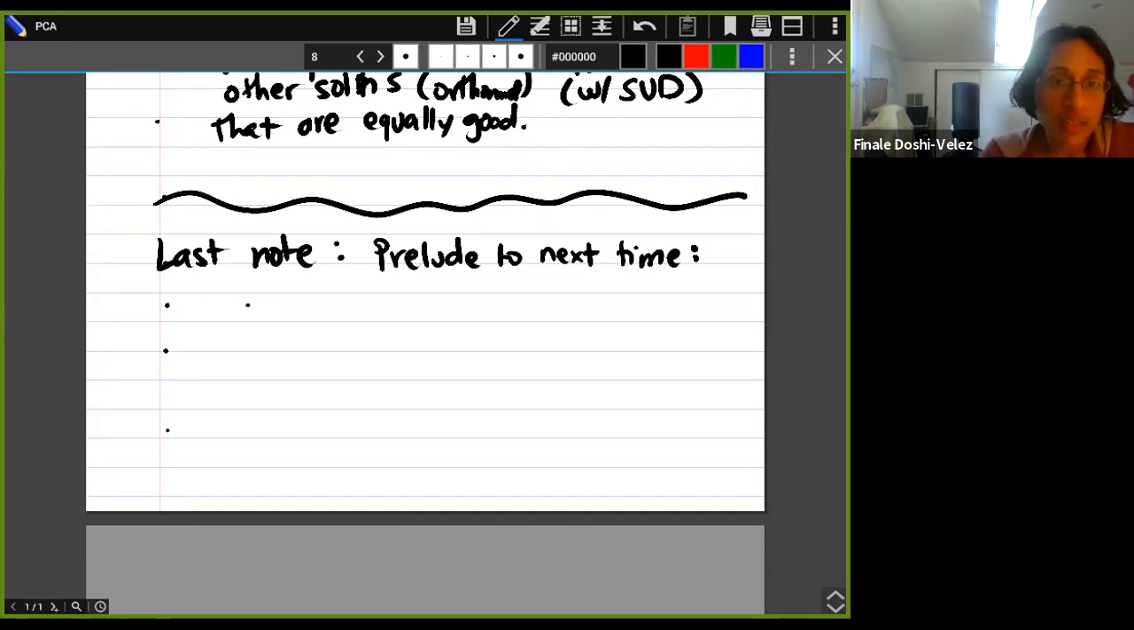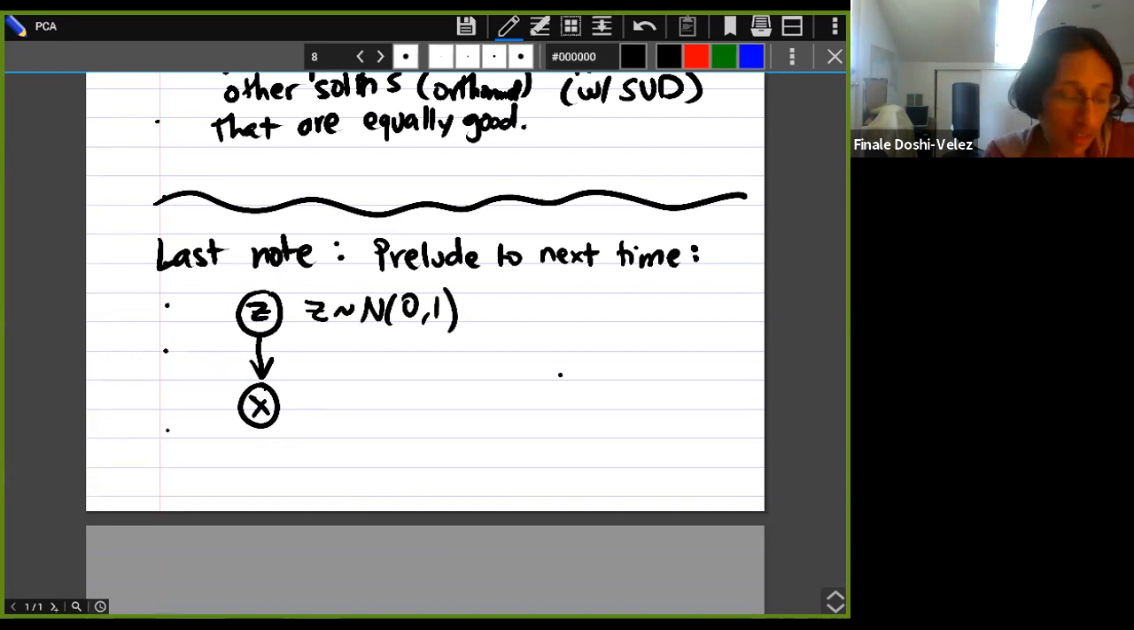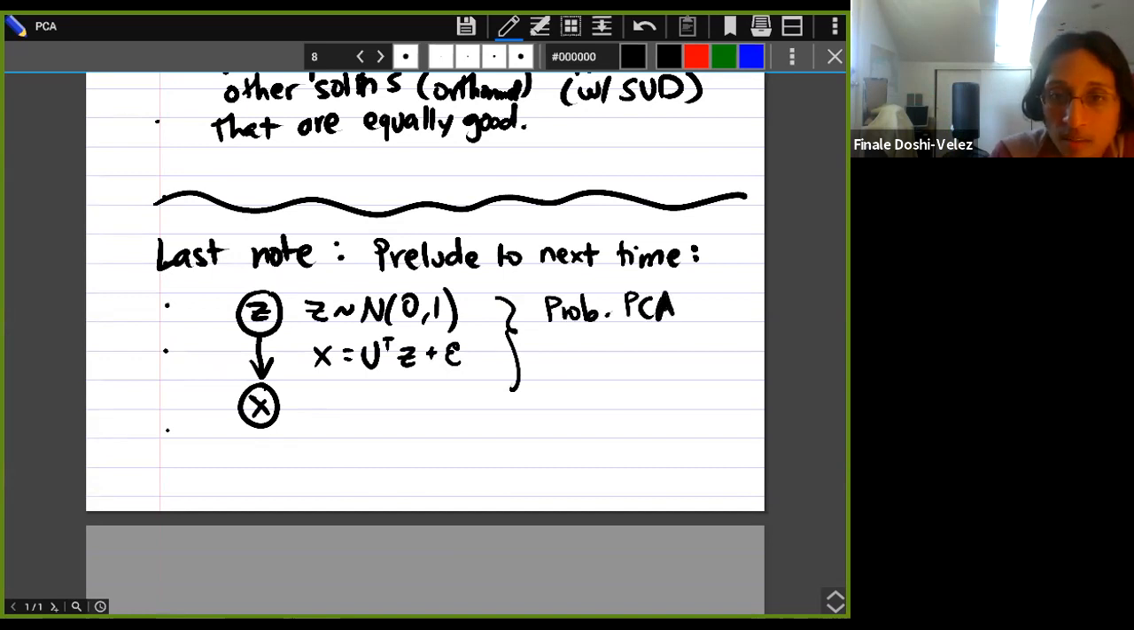And that is, we are basically describing a process. We can think of, in the probabilistic case, a process that takes some z's, this time continuous, and turns them into some x's. For example, z comes from some normal distribution, and then x is equal to u transpose z plus epsilon, where epsilon is also noise. So this thing over here is called probabilistic PCA.